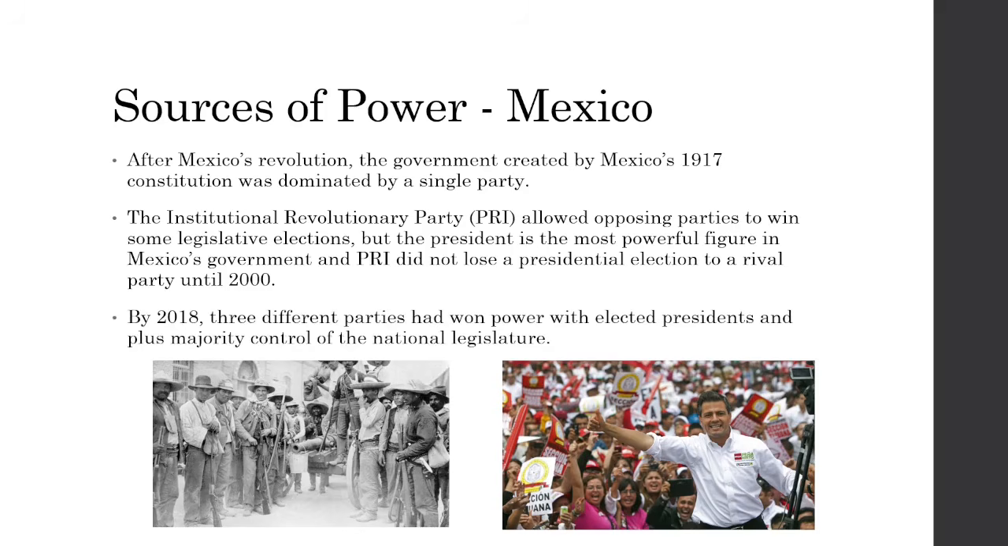Now, by 2018, 3 different parties had won power with elected presidents plus majority control of the national legislature. So even though the National Action Party won the presidential election in 2000, that doesn't mean that PRI maintained control of the legislature since then. No, there have been various parties that have won majority control of the national legislature since 2000. It's kind of gone back and forth a little bit, so if you want to look into that.